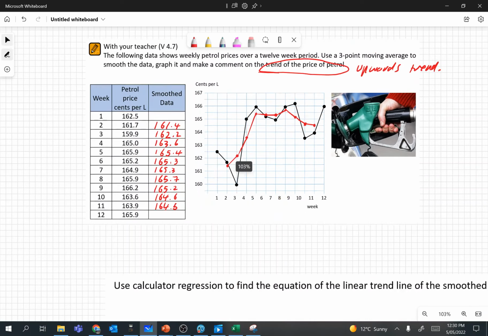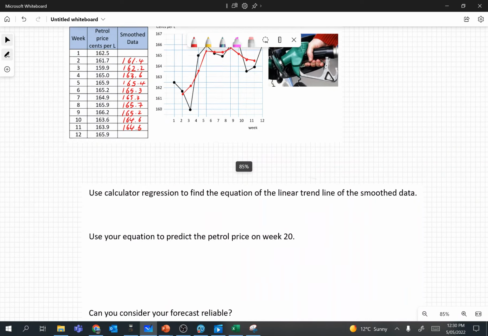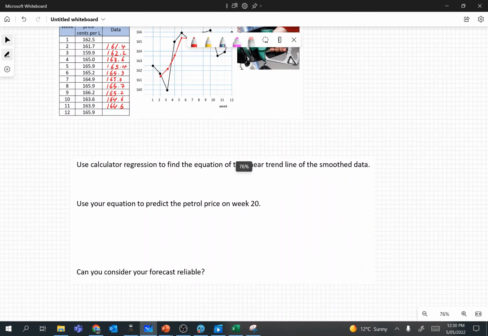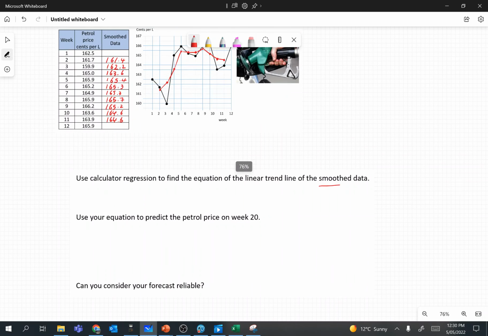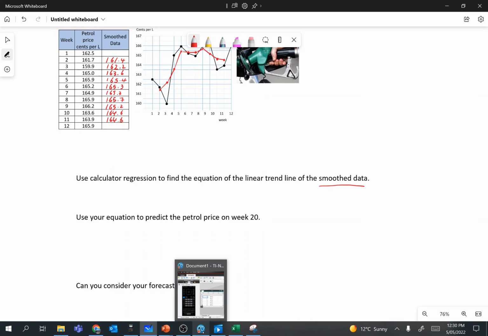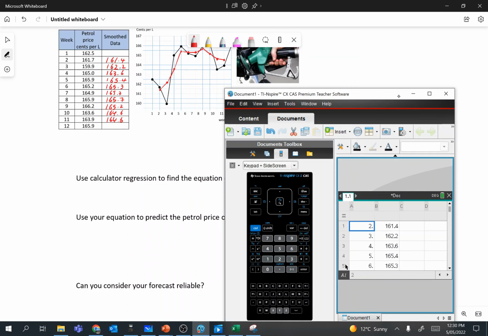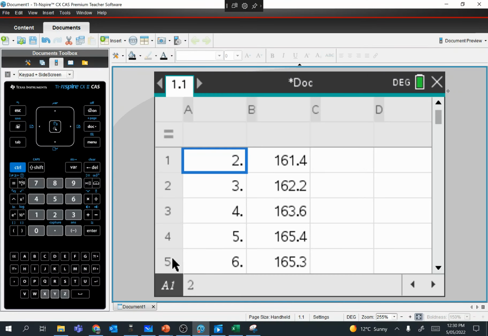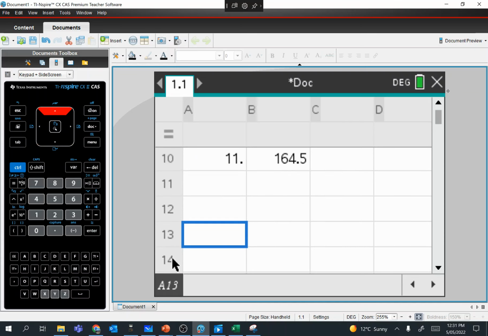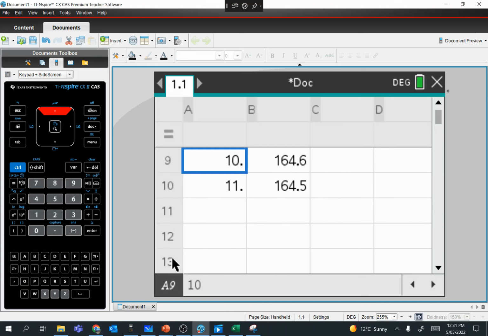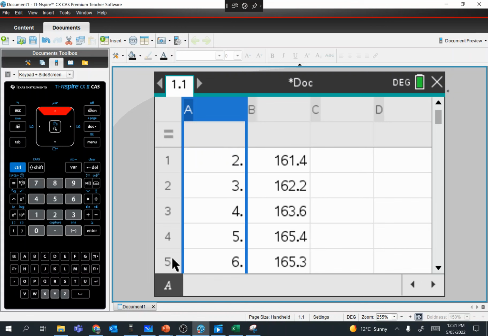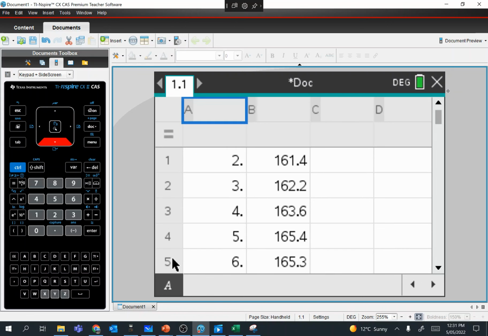Alright, so the next part of this is to use the calculator regression to find the equation of the trend line for the smooth data. So I've entered that into the calculator. Here it is here. Notice how I've started with day 2 in the first column, so the number of days in the first column and through to 11. We don't start at day 1 through to 12, we just put 2 through to 11, and then the smooth data in the next column. So you might want to pause the video, enter this data and see if you can get the regression, then I'll do it.